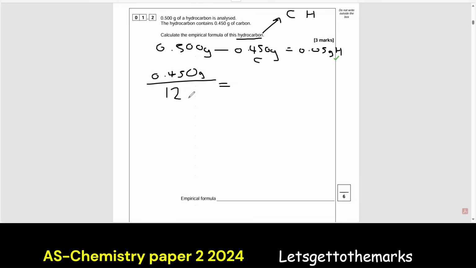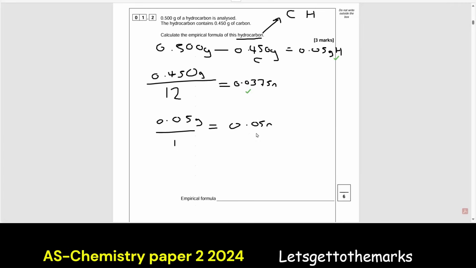So we're going to do 0.450, sorry, divided by 12. And that is going to give me 0.0375, and that's like my moles. If this was percentage by mass, you just pretend the percentage is grams. So you do it the same way, even though you're not really working out the moles. And now I've got 0.05 grams of hydrogen. We're going to divide that by 1, and that's going to give me 0.05. Yikes, I want a little n there for moles. So that's going to be my second mark for working out this and this.